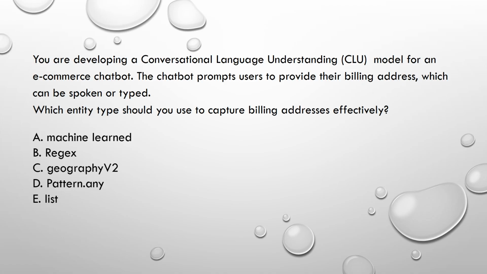Now let us break down the question. What are the keywords present in this question? Now the question is regarding conversational language understanding model. So there is a chatbot and we have to provide the billing address to this chatbot. So which entity type is billing address? That is the question. We have to figure out the entity type of billing address. Now, what is Conversational Language Understanding Model? So it is a feature offered by Azure AI Language Service. And as the name suggests, it is a custom conversational model like a chatbot.